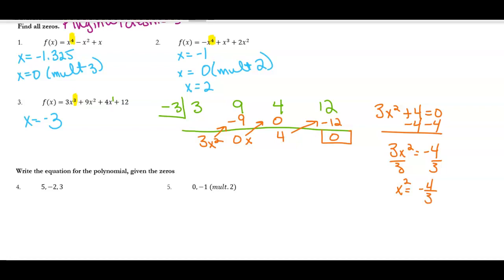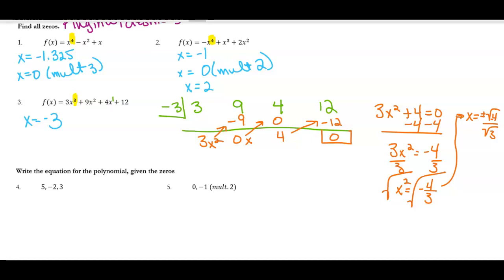Okay, so remember, I'm kind of running out of space. We'll have to figure this out. So remember, to get rid of a square, I take the square root, and so I get x is equal to plus or minus the square root of 4 over the square root of 3. It should be a -4.